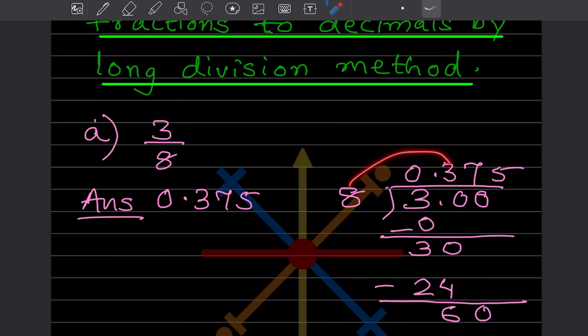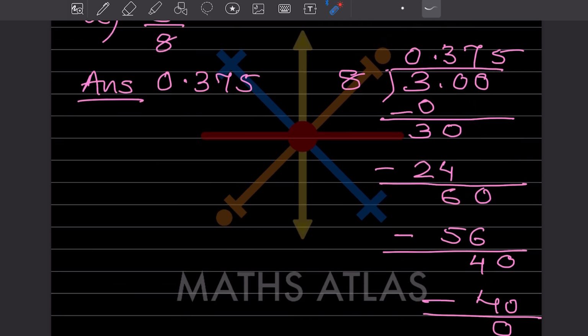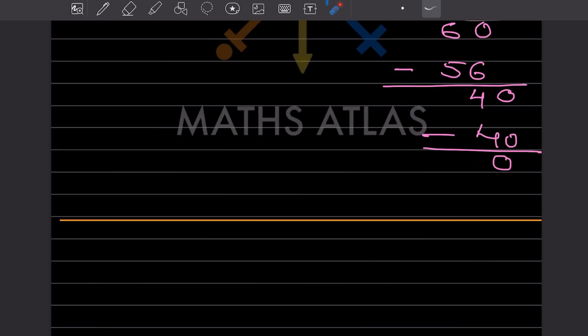So what will happen here? 8 3s are 24. So now what will we get here? 6, and now this will come down. So it will be now 8 7s are 56. Now you have 4. So you'll take 1 0. 8 5s are 40. Hope you got this one. So answer is whatever is in the quotient, that is 0.375. This is called the long division.